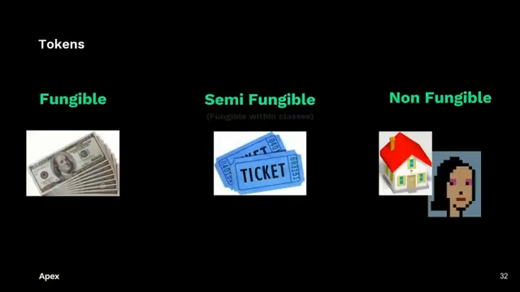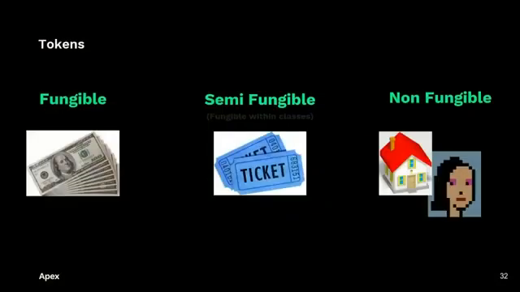Thanks, Jez. Good morning, everyone. I'm extremely delighted to be here in front of you all today at Apex, our developers community, to talk about non-fungible tokens on XRP Ledger. Before we get into the meat of the presentation, let's review different kinds of tokens. So there are basically three different kinds of tokens: fungible tokens, semi-fungible tokens, and non-fungible tokens.